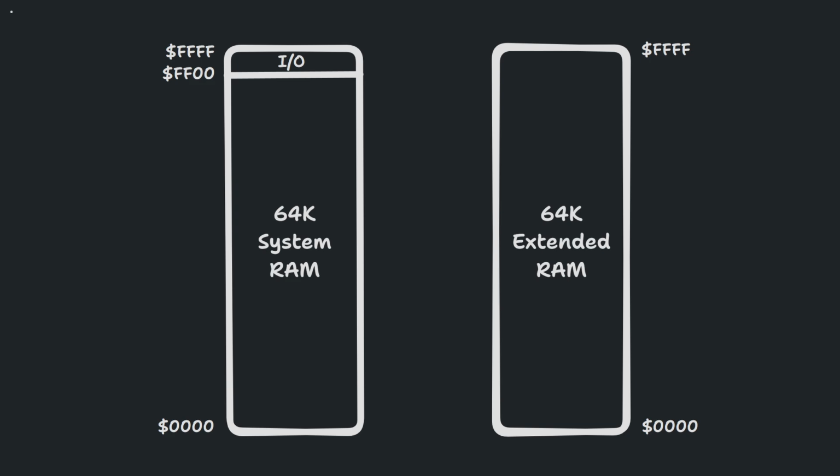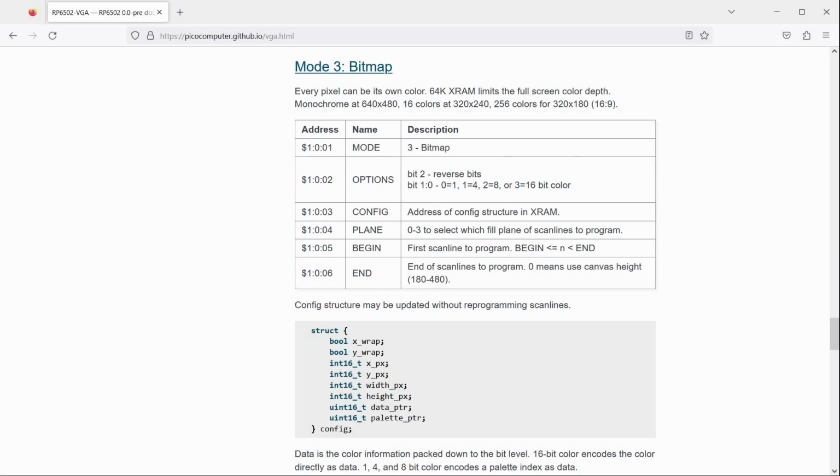But that's not important, since extended RAM is a different 64K that the 6502 can read and write, but not execute code from. The Pi Picos don't have access to 6502 system RAM while the 6502 is running, so everything on the VGA system has to be done in extended RAM. These extended registers I've been talking about are a mechanism to program systems that use extended RAM. What the documentation is telling us is that we need to put this config structure in extended RAM.